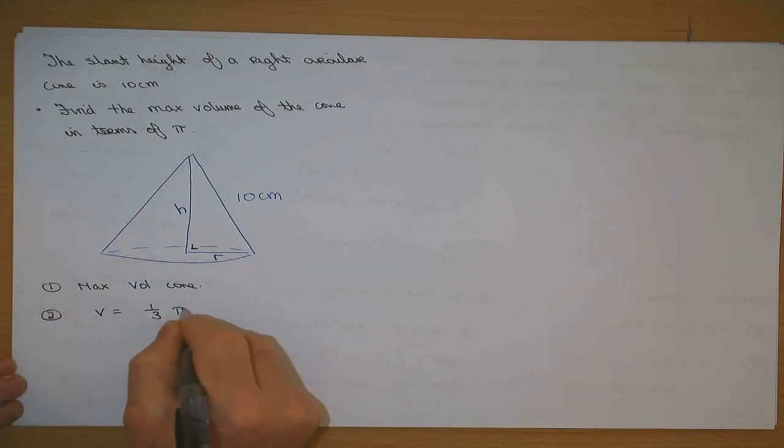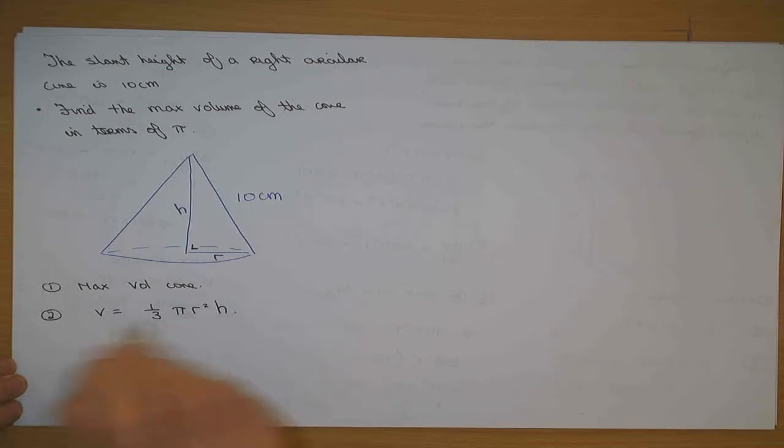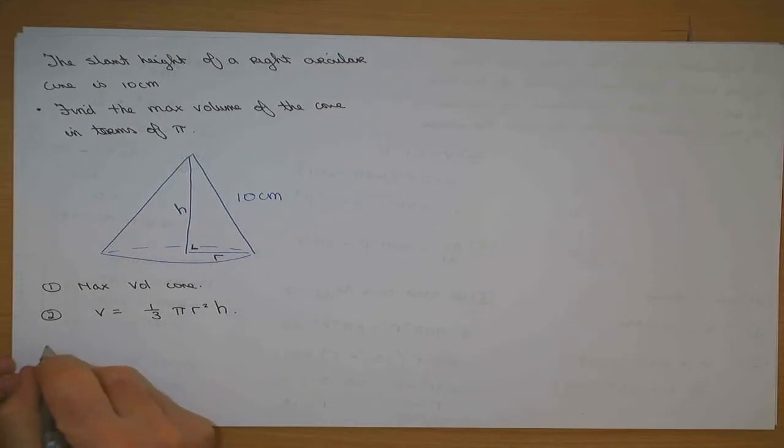It's 1/3 pi r squared h. Can I differentiate that? No. Why? It is in 2 variables. I need now to be able to write one variable in terms of the other. So what information have they given me? The slant height. And from the slant height, I can write what?